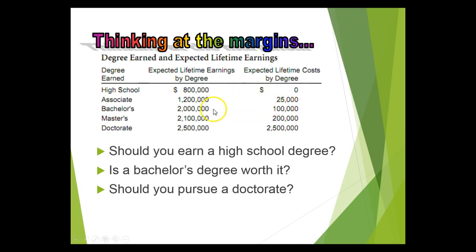Instead, the best choice for me in this data would be to get a master's degree, because that's the point at which the marginal benefit is $100,000. That's the difference in my earnings. And that's equal to the cost of receiving that degree, which is also $100,000. So the master's degree is the best economic decision for me, even though it doesn't give me the most benefit, because it provides me with the greatest profit.